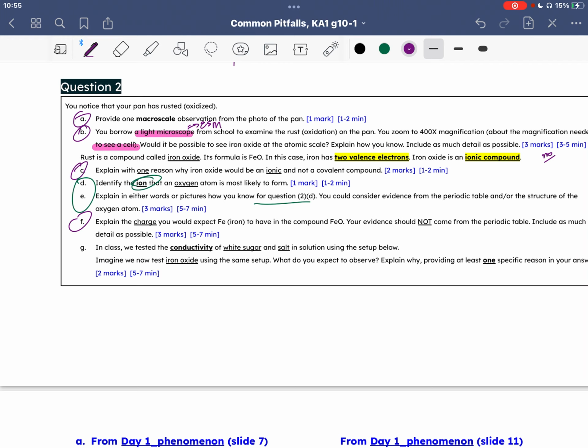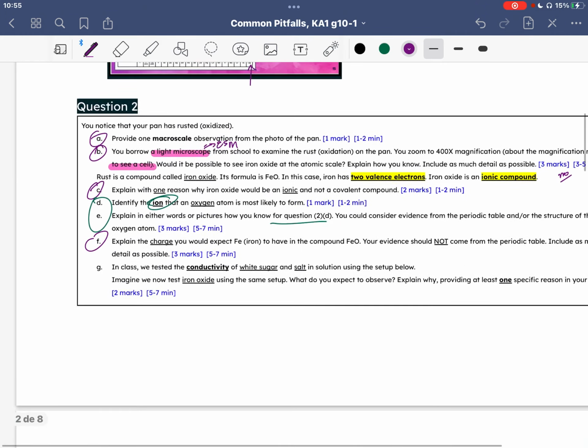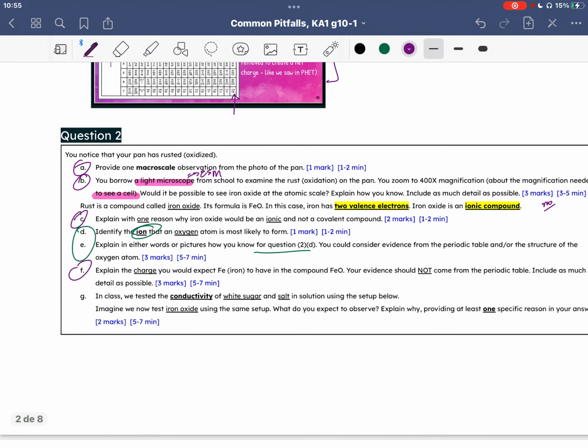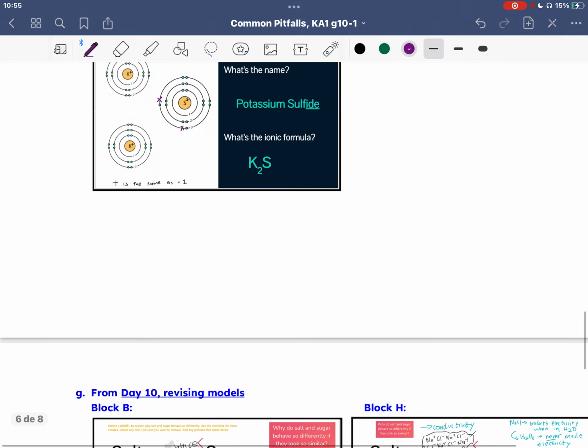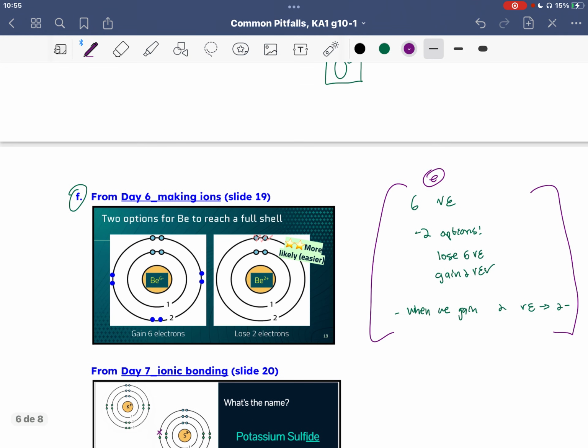F, explain the charge you would expect iron to have. Well, there's a few things you could have looked at here. You could have looked at this information. I told you iron had 2 valence electrons. And we know when you have 2 valence electrons, we saw this on day 6, like in beryllium, I'm going to lose those 2 valence electrons and gain a charge of 2 plus.